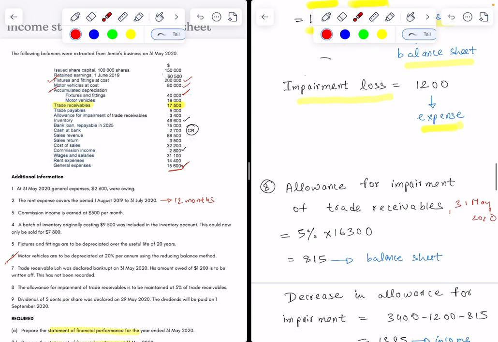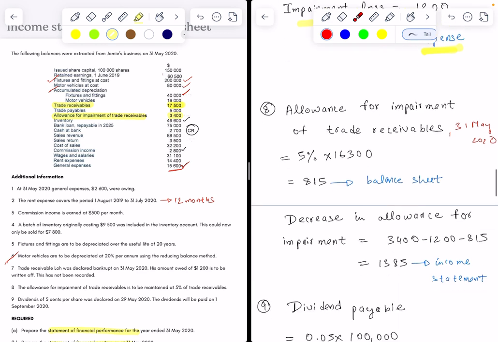If you check the allowance for impairment of trade receivables balance that we are provided in the list, it's $3,400. This is the amount which was at the end of the previous financial year, 31 May 2019. In this financial year, our allowance has significantly gone down to $815 based on the calculations which we have done. So there is a decrease in allowance for impairment.